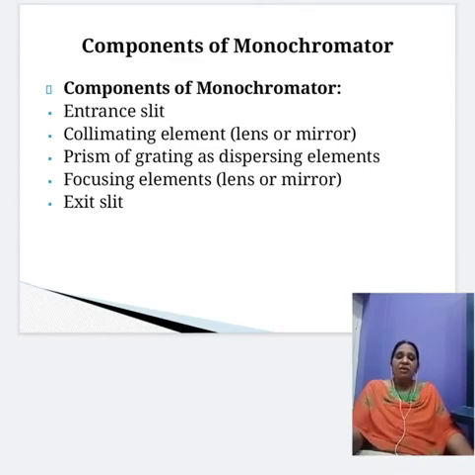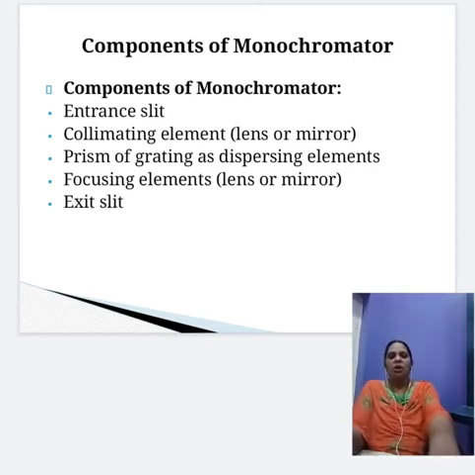Then the next one is the focusing element. Again, you are going to use a collimator to reform the images of the entrance slit. Then the exit slit. The exit slit is again used to isolate the desired spectral band. Whatever the desired spectral band which you receive will be isolated by the exit slit. So we have the entrance slit, the collimating elements, the prism or grating, the focusing elements, and then the exit slit. These are the components of a monochromator.